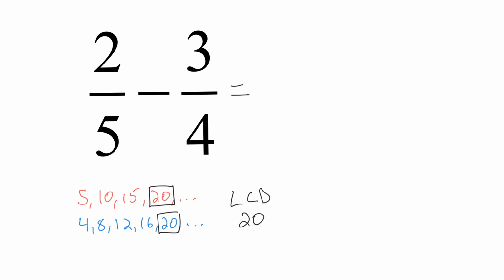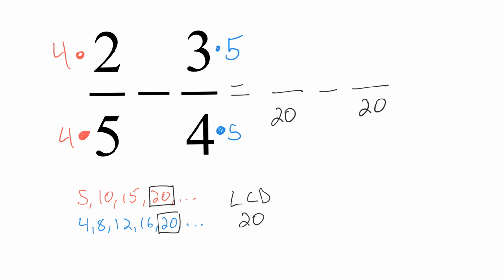That means the 5 on the bottom over here, I have to multiply by 4. Whatever you do to the bottom, you do to the top. And you multiply the 4 on this side by 5. Whatever you do to the bottom, you do to the top. So I'm going to have my fraction minus fraction. The bottom is going to be 20. 4 times 5 is 20, and 20 on this side, 4 times 5 is 20. I'm going to multiply these two up here, so that's going to be 8. 4 times 2 is 8. I multiply these two here, 3 times 5, that is 15.